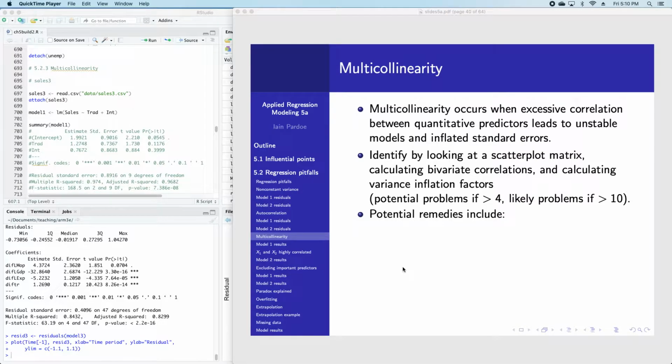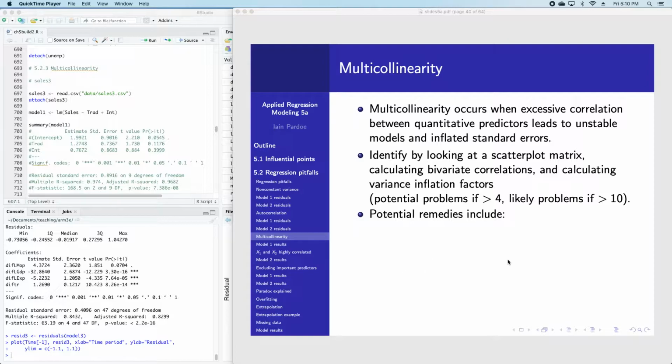In this video, I'm going to talk about another type of regression pitfall, and that is multicollinearity. Multicollinearity occurs when we've got excessive correlation between quantitative predictors in the model that leads to unstable models and inflated standard errors. So we can identify this a few different ways.